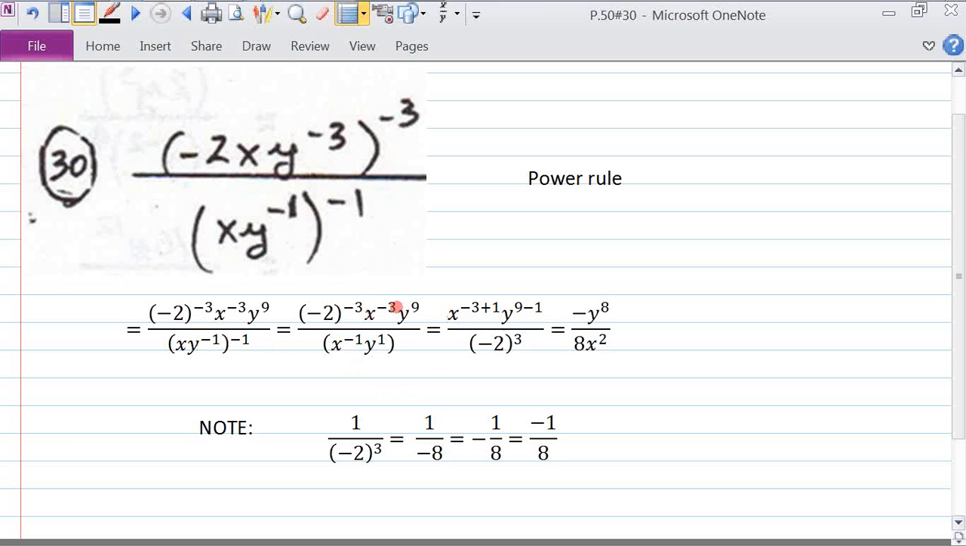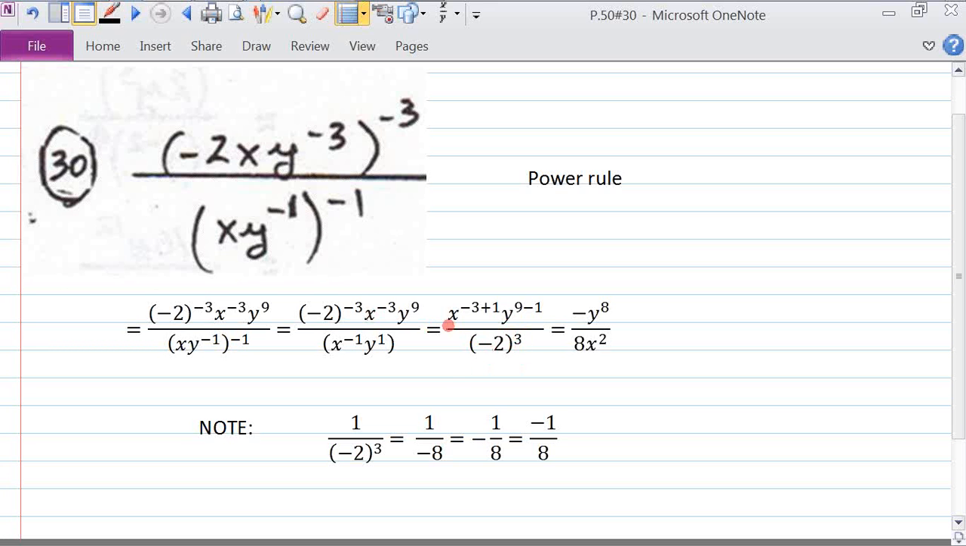So I have minus 3. I'm bringing this up. It becomes plus 1. The y is 9. And when I bring the y up, it becomes minus 1. This 1 becomes minus 1. The minus 2 is to the minus 3. So I'm going to bring that and bring it down. Notice it's the bracket around the minus 2. Keep that the same. And the power minus 3 changes to plus 3.